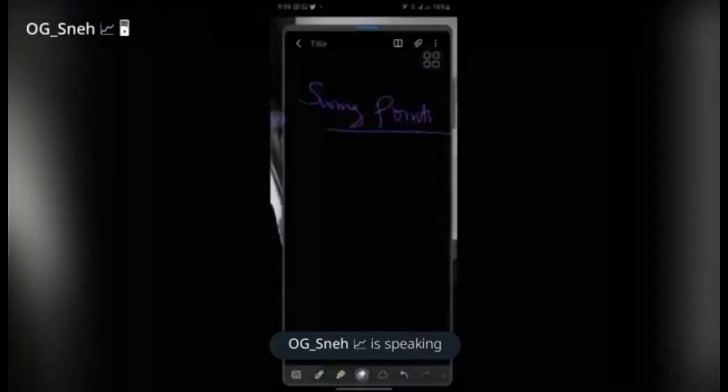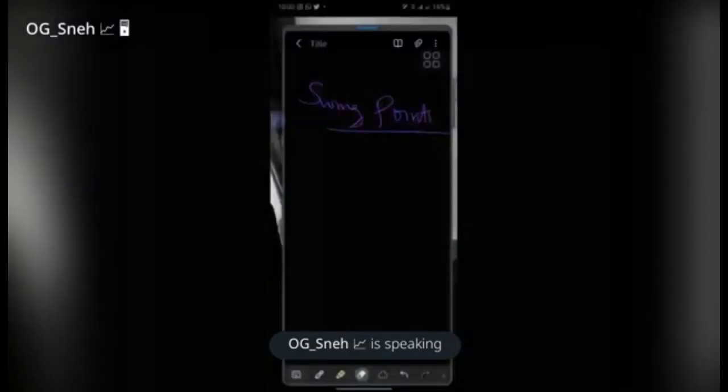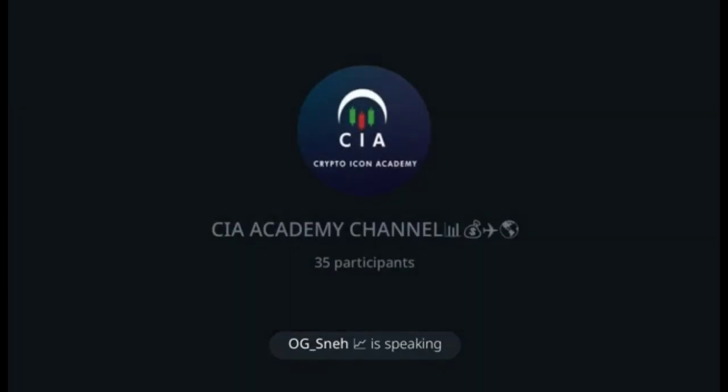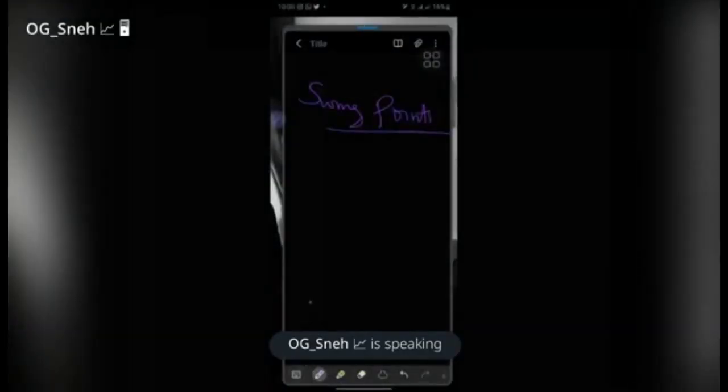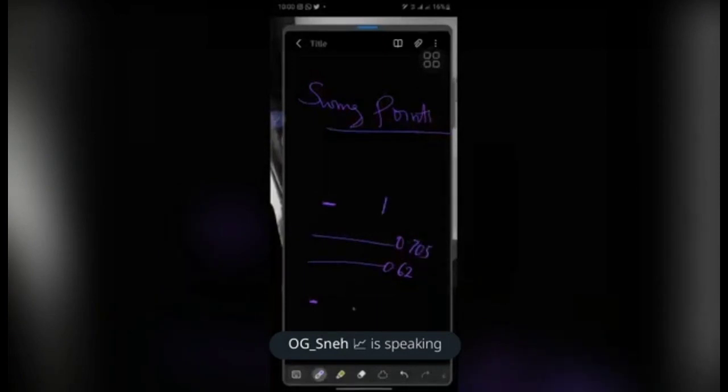So now, how do we find entry using our fib retracement? I've told you before, if you are finding a long entry, what will you do? You place it on 0 and you extend it to 1. Then you look for 0.62 or 0.705. Let's say when you place it here, 0.62 level is here, 0.705 is here, 1 is here, 0 is here. So you place your fib retracement here, then you extend it to this place. Then you look for this point.